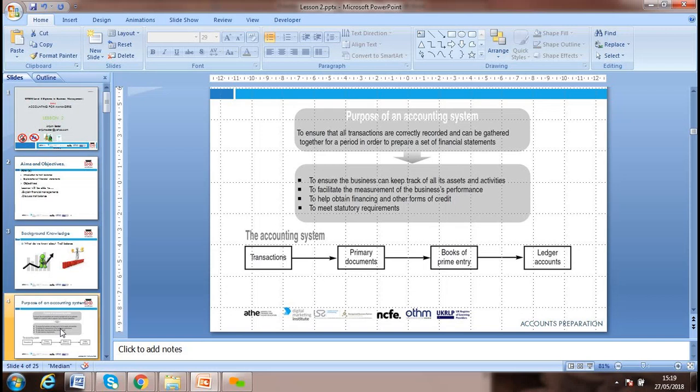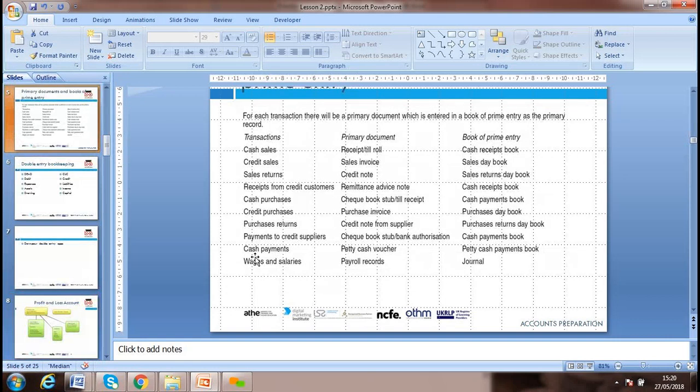When accounting starts, the first thing is a transaction. Buying a car is a transaction, purchases is a transaction, salary is a transaction. We record these transactions. We have primary documents, then books of prime entry where we record, then ledgers. From these ledgers, we prepare our final accounts. So with cash sales, when we sell something for cash, cash is coming in, cash is a debit, and sales is a credit. Sales is income, so it is a credit.